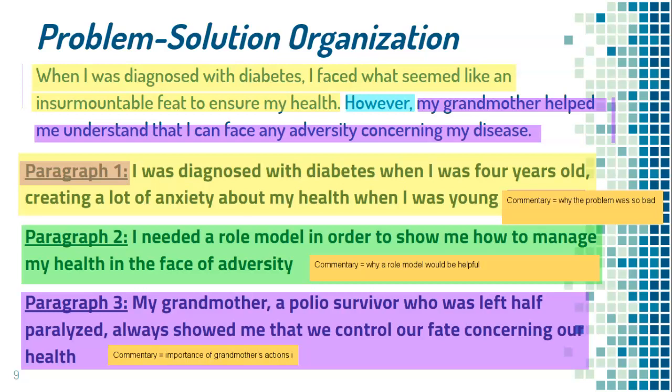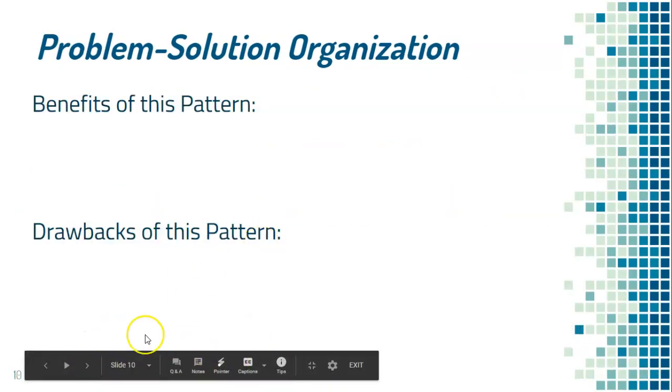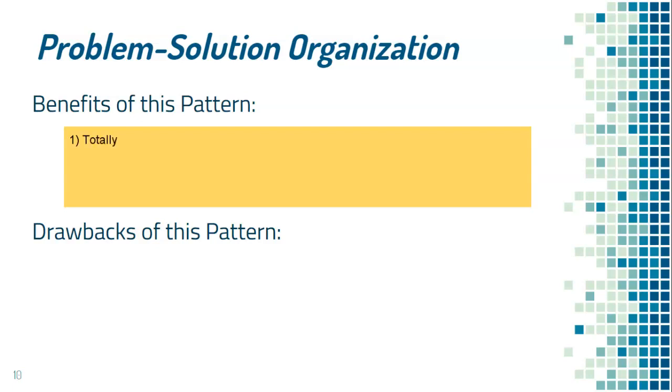So let's take a look at benefits or potential drawbacks of the problem and solution essay organizational pattern. So one of the benefits is that it's totally easy to organize. So you start with a problem, then you go to potential solution, and then solution, right? The other benefit is that evidence is easy to gather, right?